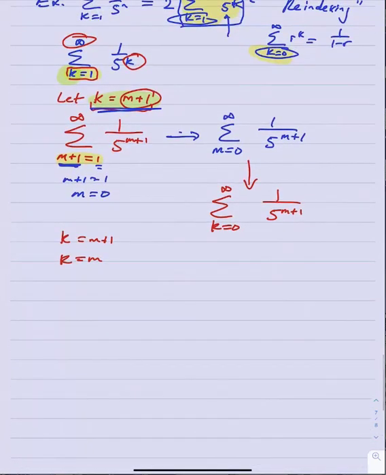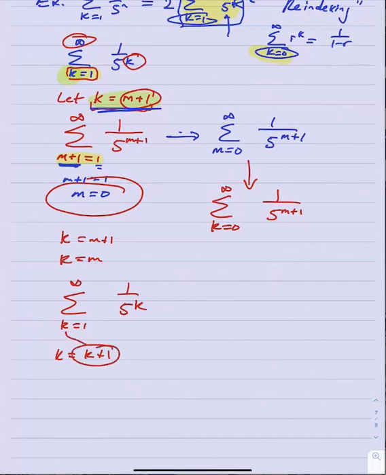All right, so if you notice here, you can be really super lazy. And this is what computer science people do all the time. When they go to reindex this sum, as in k equals 1 to infinity, 1 over 5 to the k, they don't even bother using this auxiliary variable m. They just say, let's suppose k equals k plus 1. And then they substitute k plus 1 in place of that k, and that gives them k plus 1 equals 1 to infinity, 1 over 5 to the k plus 1, and then they solve this for k and get k equals 0.